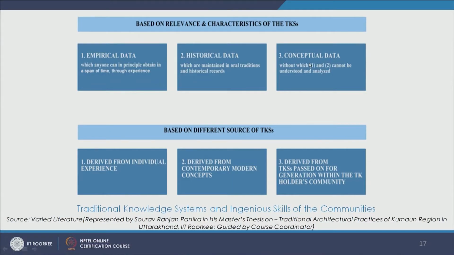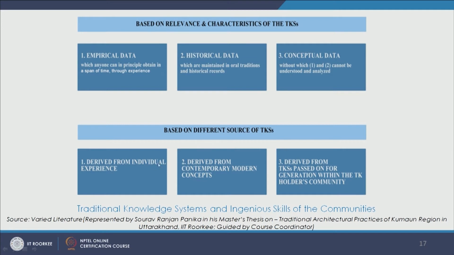Then, again very interestingly, we try to understand what kinds of data fall within this large umbrella of traditional knowledge systems, and we could understand these three broad categories: empirical data that comes through experience, historical data which comes through historical records and oral traditions, and then conceptual data which is somehow formulated and understood and analyzed with the help of these two.